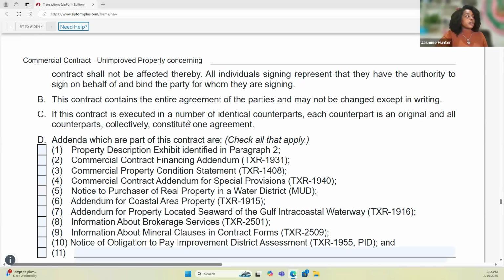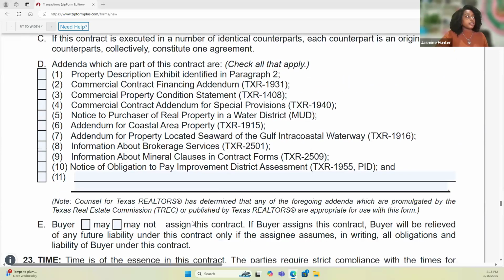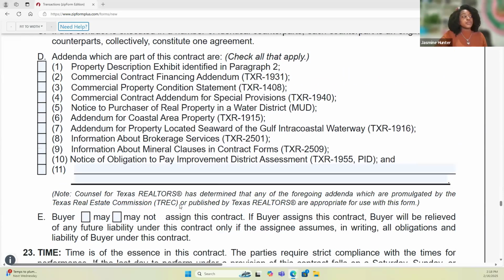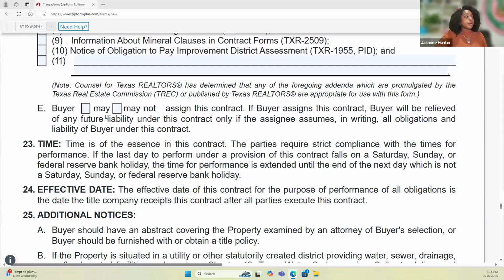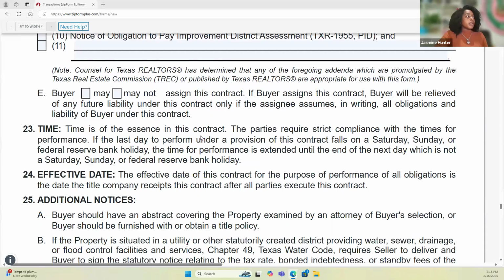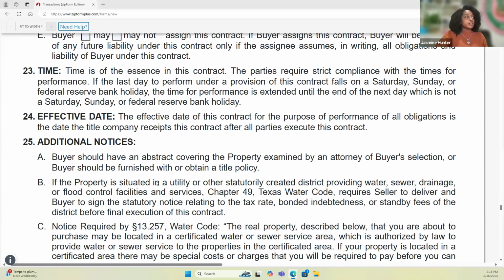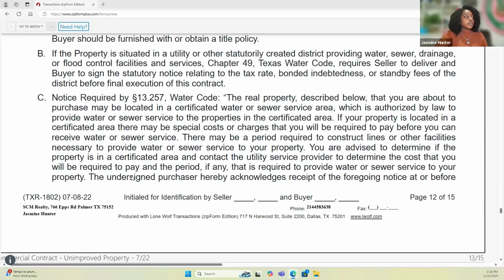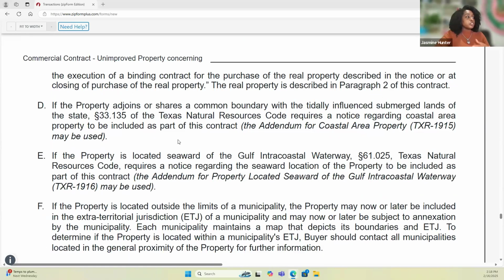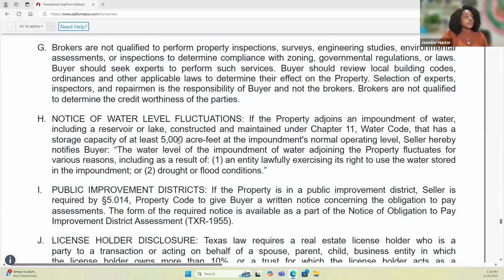What does all this mean? Other addenda that are attached to this document. Again, we see a lot of this with our residential side. And then the buyer may or may not assign this contract. We are disclosing this right here. The time, effective date. What does all this mean? Additional notices that are given. Just information. This is all additional notices that are given.